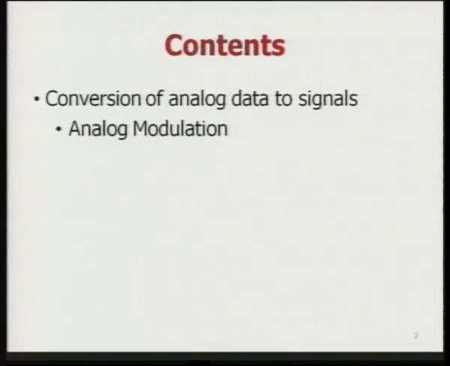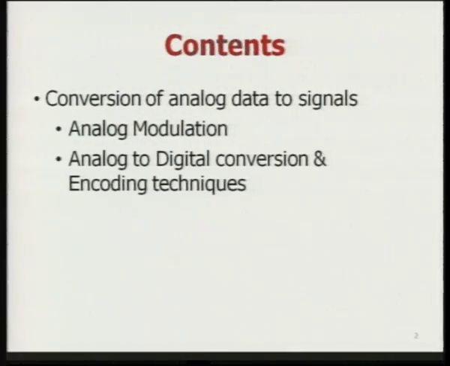Welcome to the UGC lecture series in computer science. The broad topic that we are looking at is networks, and in today's topic we will be looking at some of the details of the physical layer. We will specifically be looking at conversion of analog data to signals. When we talk of signals, the signals could be digital signals or analog signals. So, we will look at how analog data gets converted into signals. We will look at analog modulation and also at analog to digital conversion and encoding techniques.